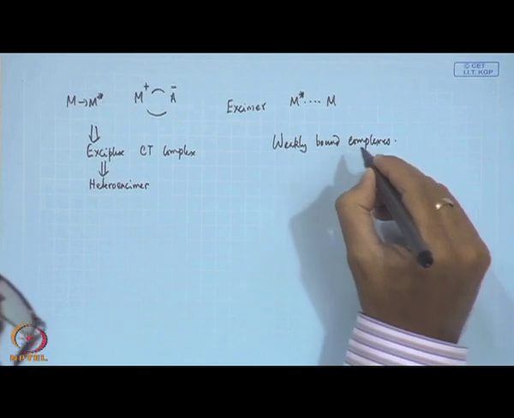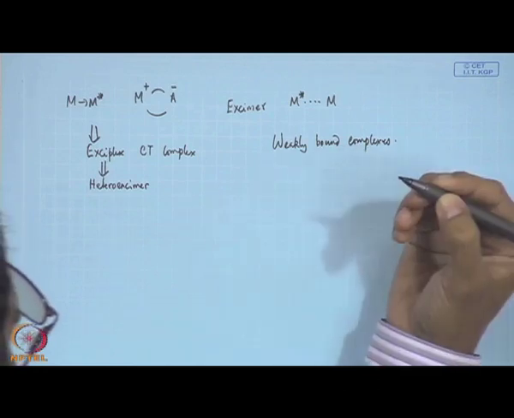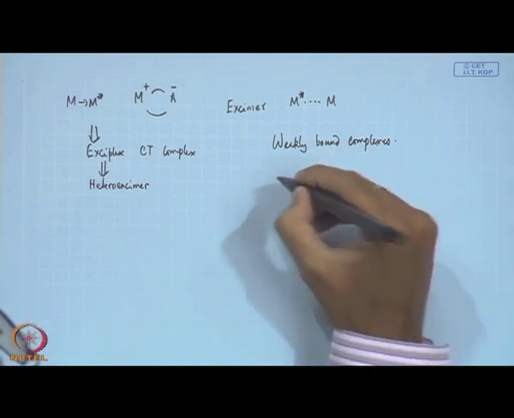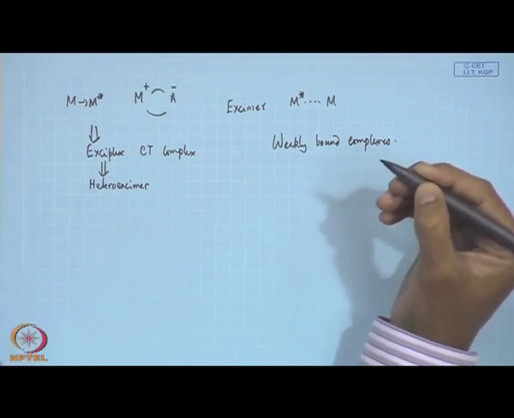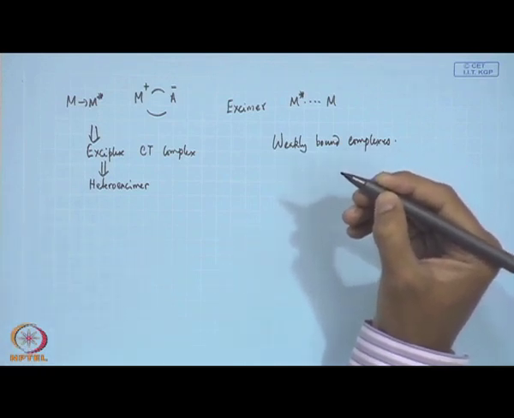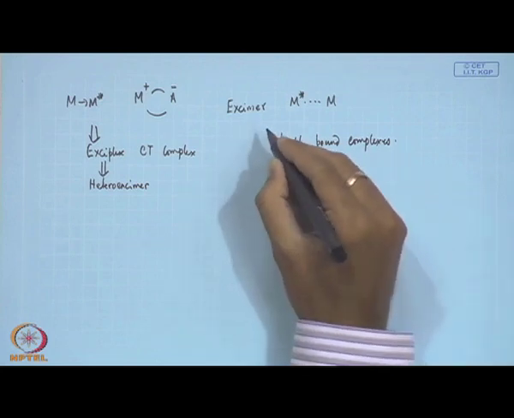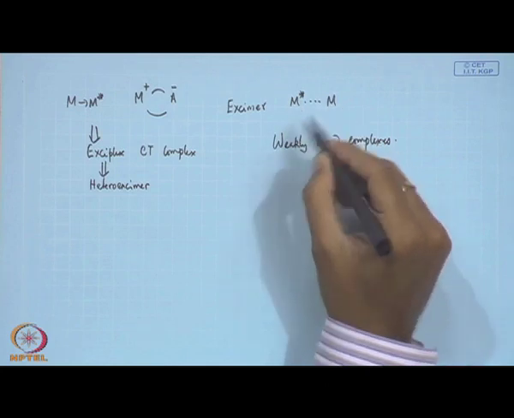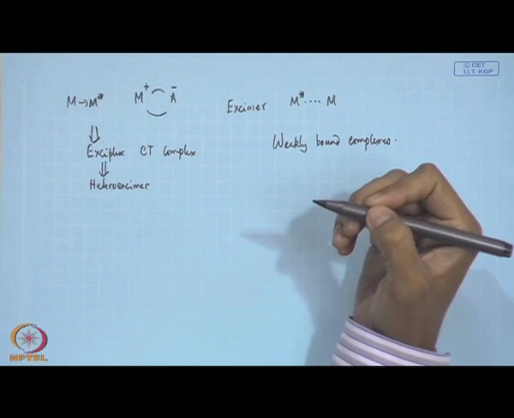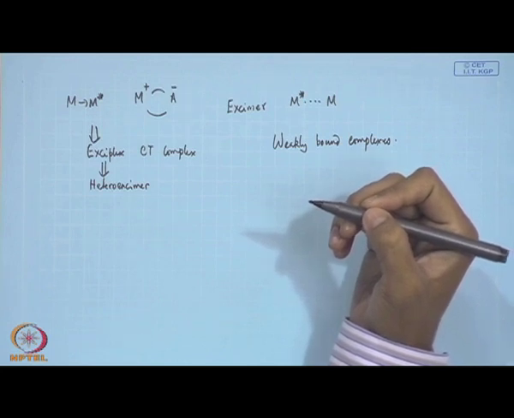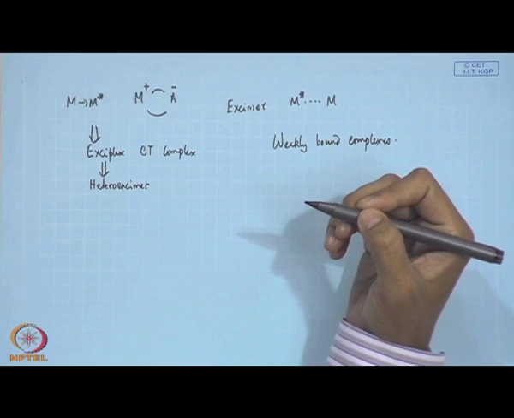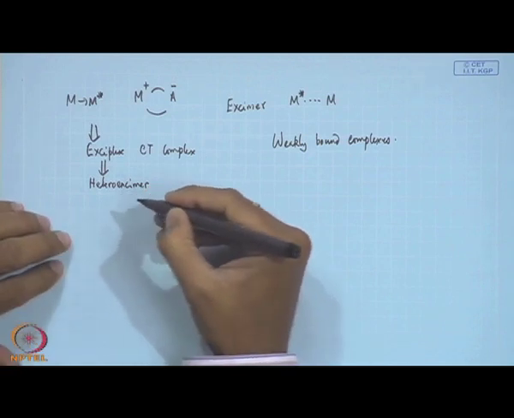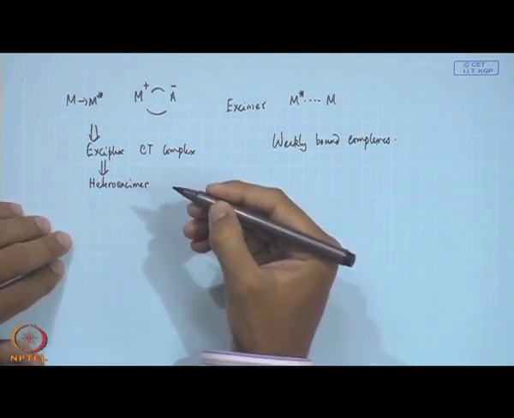and depending on the extent of electron transfer, it may be sensitive to solvent or it may not be sensitive to solvent. So, for an excimer homodimer, it is the same molecule in a pair, of which one is excited and another is not excited. However, this pair need not be identical, and when it is not identical, these are called heteroexcimer or heterodimer.